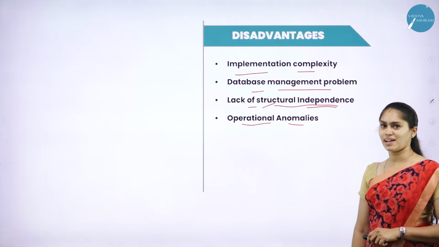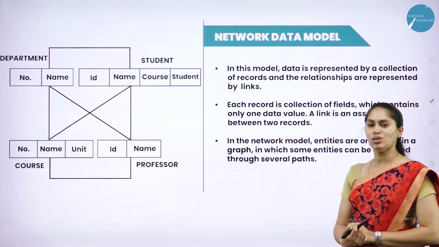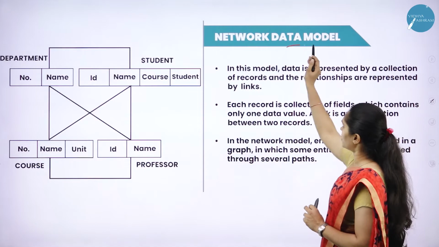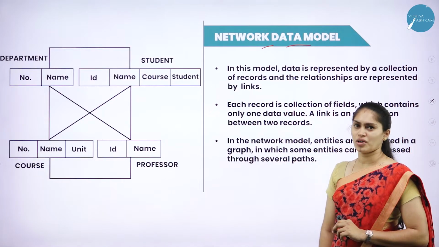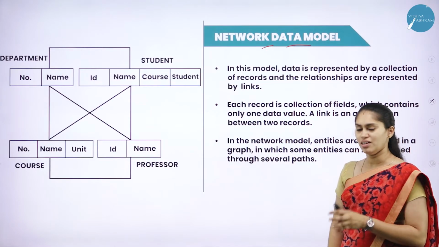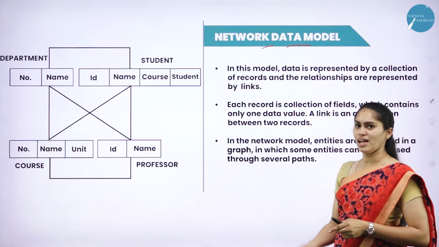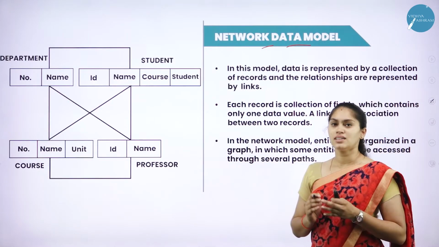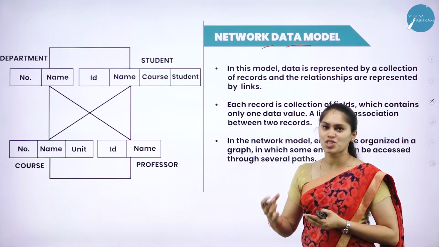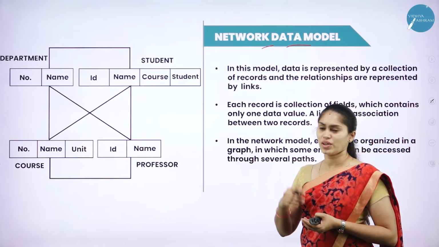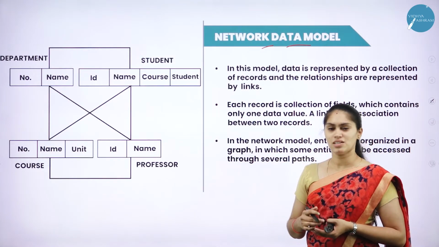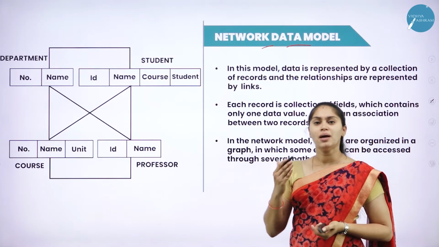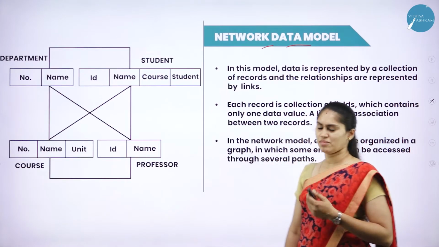We'll see the second data model, the network data model. If you consider the first type, the hierarchical model, it is like a tree structure. But the network model is like a graph structure. That means one node can have a relationship with any other node. So if I want to reach any of the nodes, there will be more than one path. It is also considered a many-to-many relationship. We'll see now.